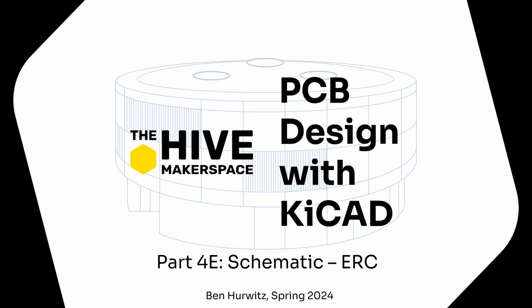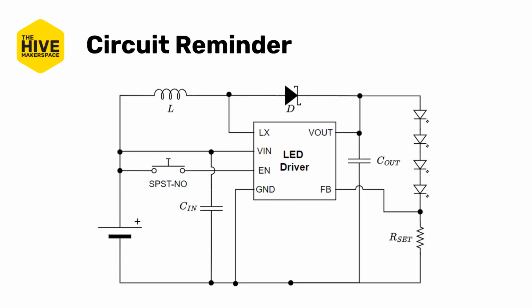So in part 4, we've been covering the entirety of the schematic creation, and we're going to wrap this bit up today in part 4E with the discussion of the ERC, how to understand and deal with warnings and errors, and some miscellaneous schematic tools that you might be interested in being vaguely aware of, or maybe not. You'll see. So let's get into it.